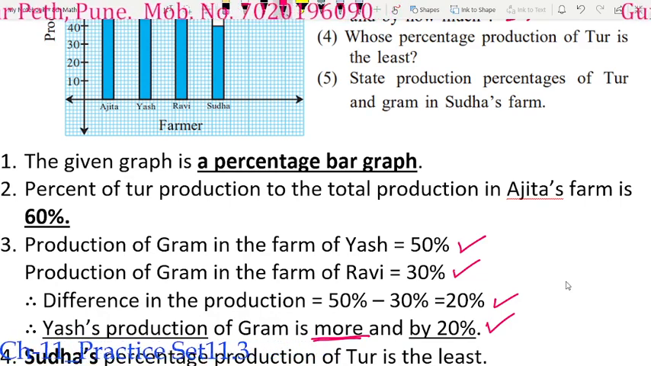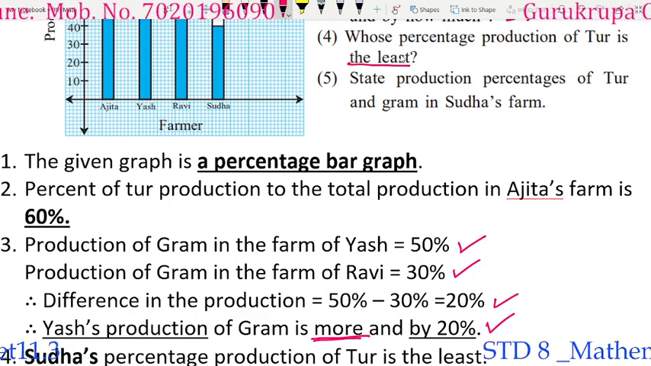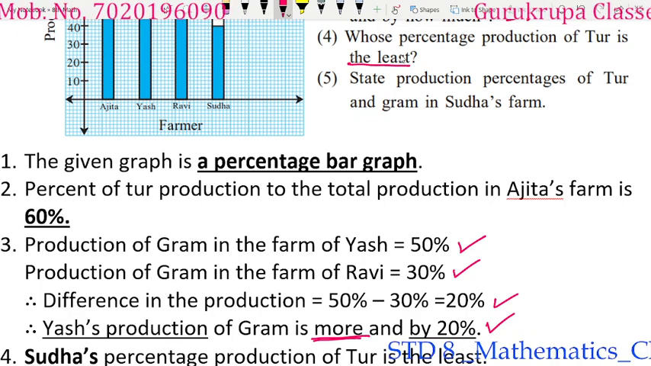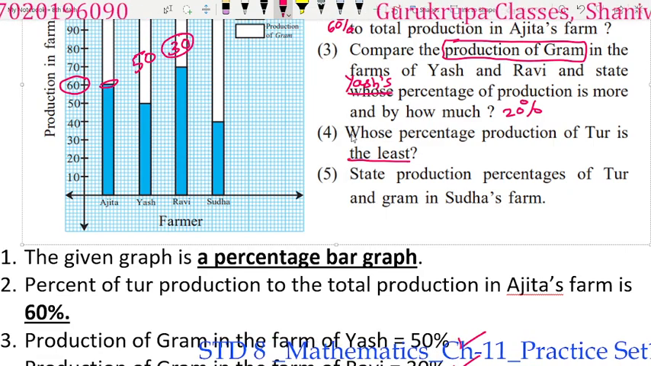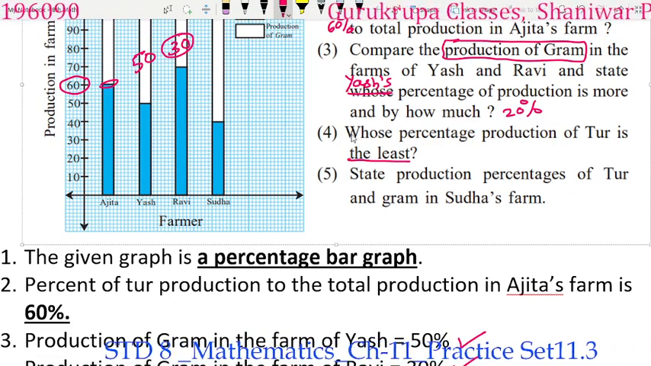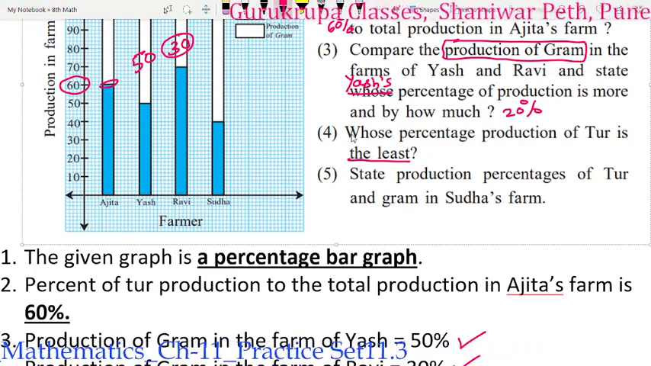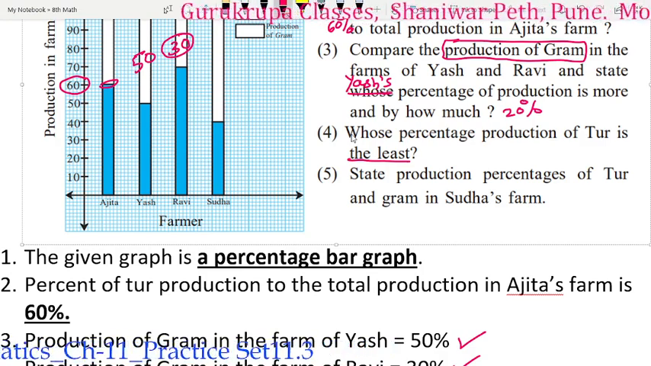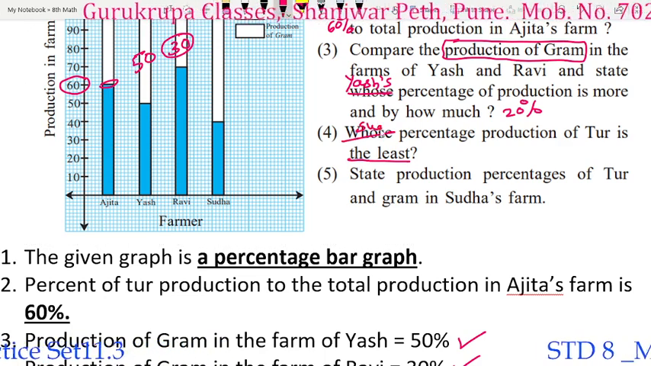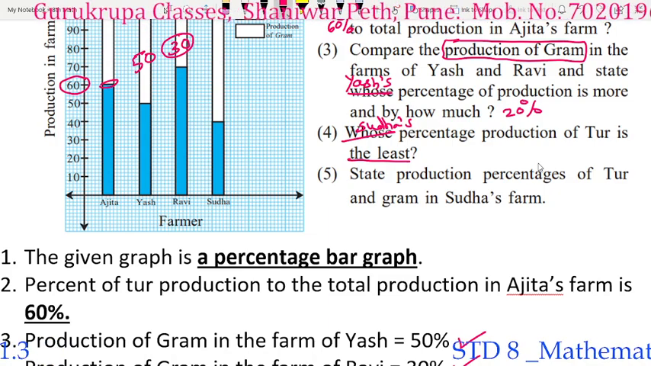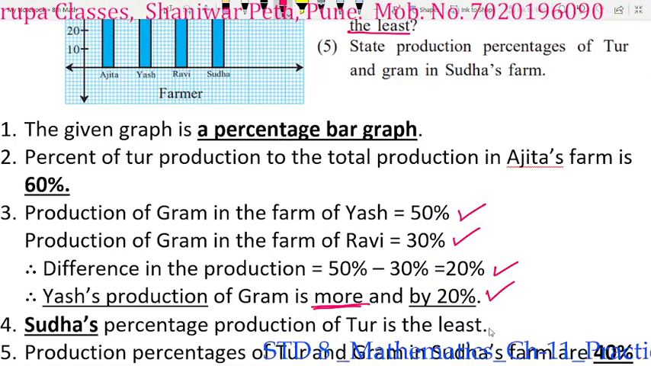Fourth question, whose production of tur is least? Least means minimum. Whose percentage of tur is minimum? So here we observe the height of the colored part of the bar. 60, 50, Ravi 70 and Sudha 40%. So here we can write down, Sudha's percentage of production of tur is least.